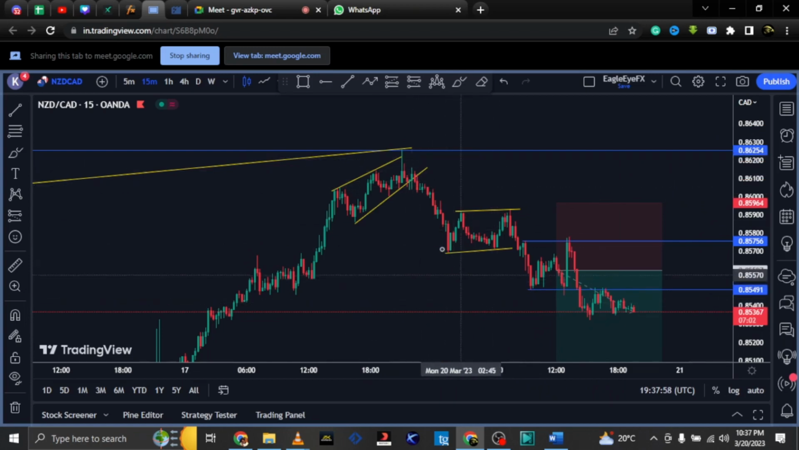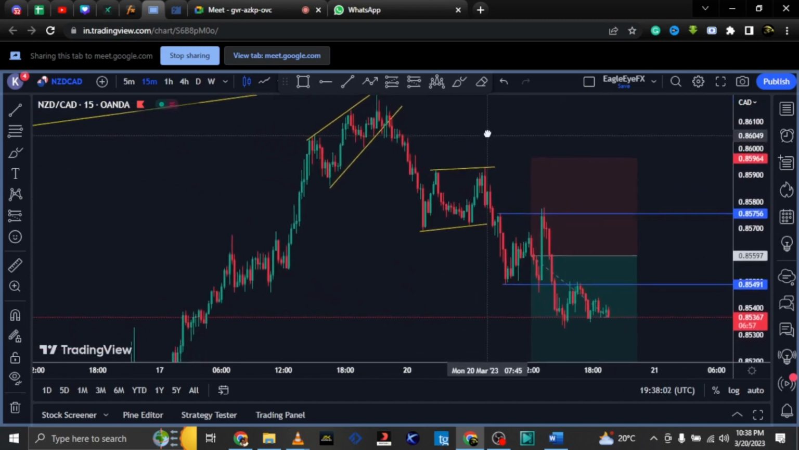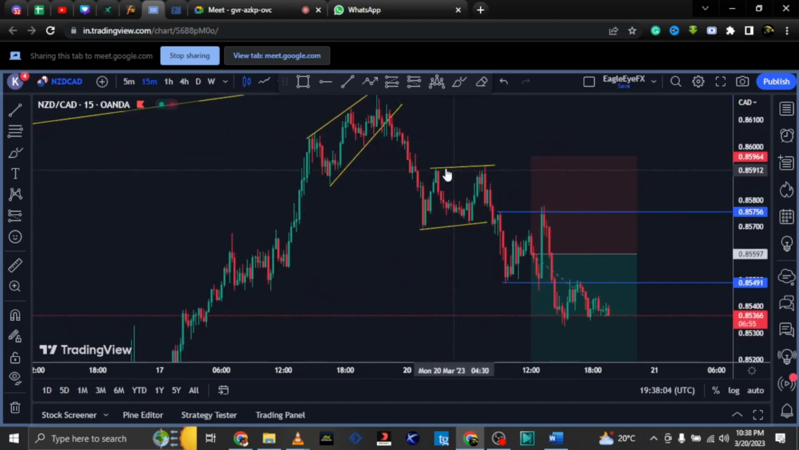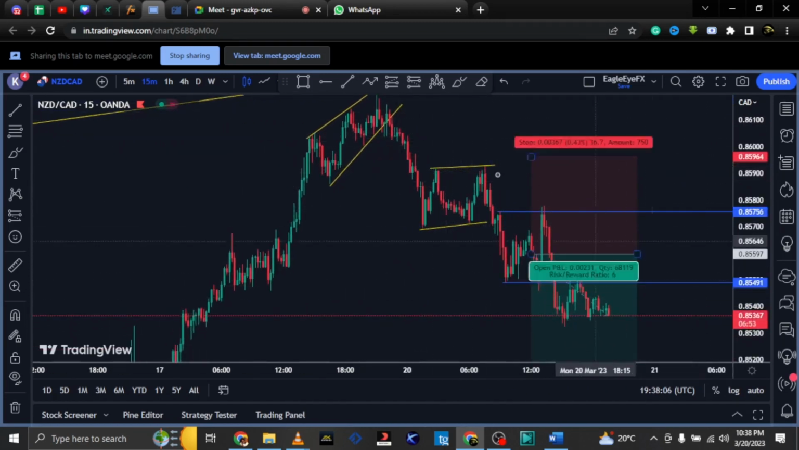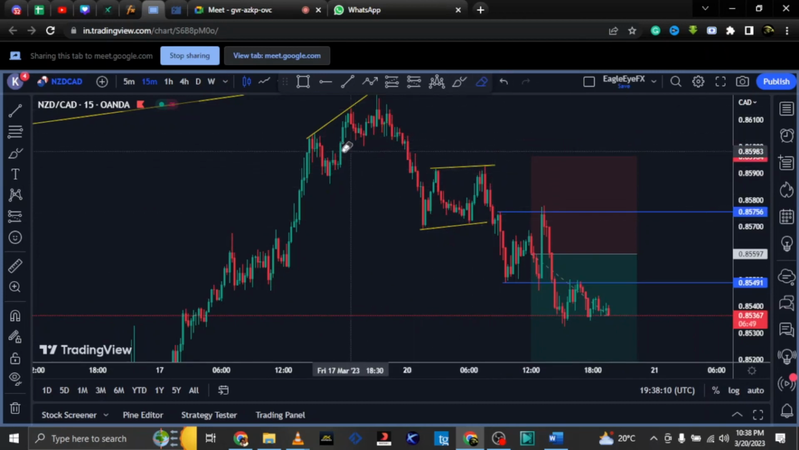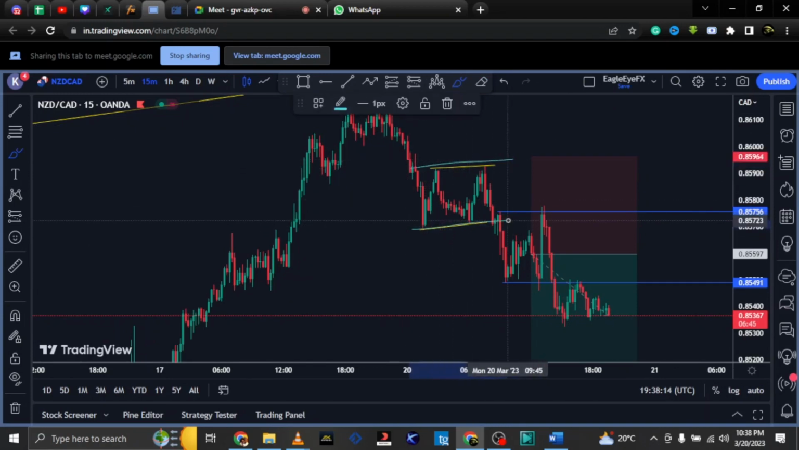So of course after the first move, we are looking for our first flag, and now you can see how this flag looks. It doesn't look like the other one. It's not steep, it's a bit flat. I don't know if you guys can see that. It's sort of flattish, is it? And of course it gave us a scoop over here, and we had a clean double top.